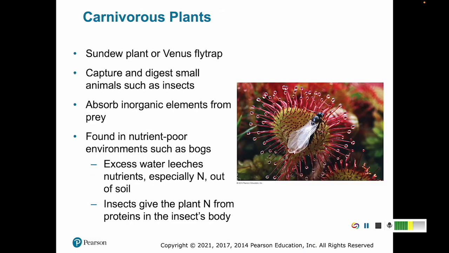There are also carnivorous plants. This would be something like the sundew plant or the Venus flytrap. They can capture and digest animals, small insects, and they will absorb inorganic elements from their prey. They're typically found in nutrient-poor environments like bogs, where all that extra water in the bog will leach out nutrients from the soil, especially nitrogen. So by consuming those insects, the plant will get nitrogen from the proteins in the insect.